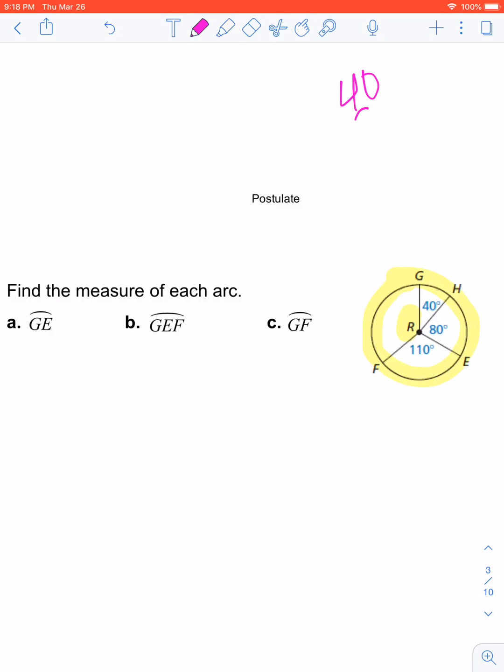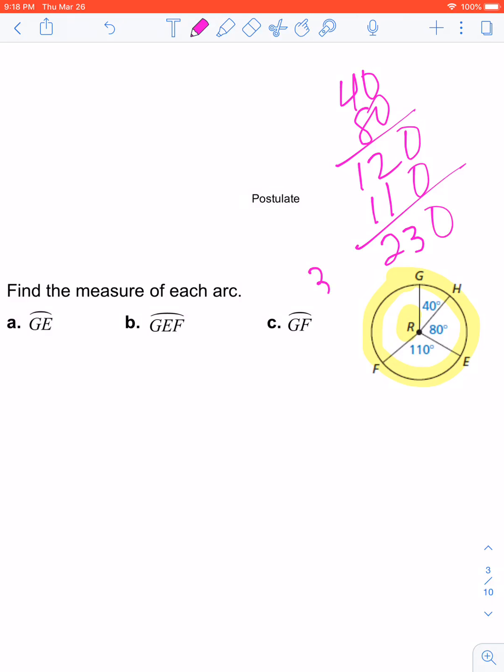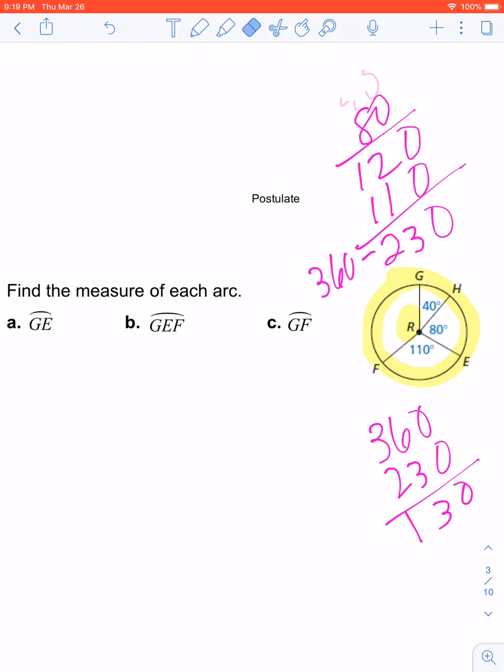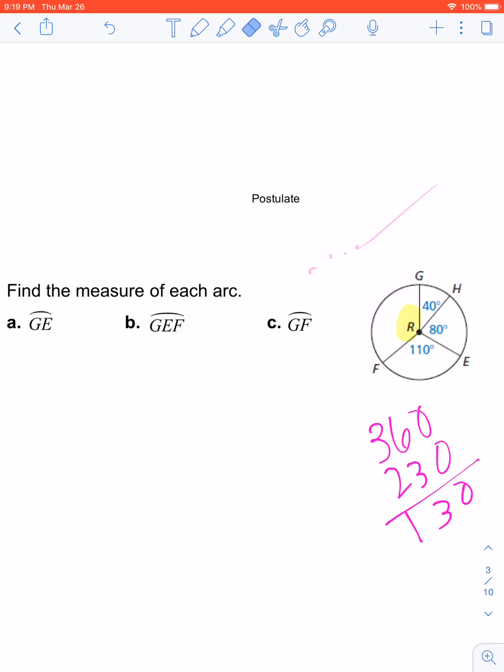So if I take 40 plus 80, that's 120, plus another 110 is 230. And if I subtract 230 from 360, I get that that is 130 degrees. Okay, so I'm going to fill that in. We know that this is 130. Let's start answering our questions.